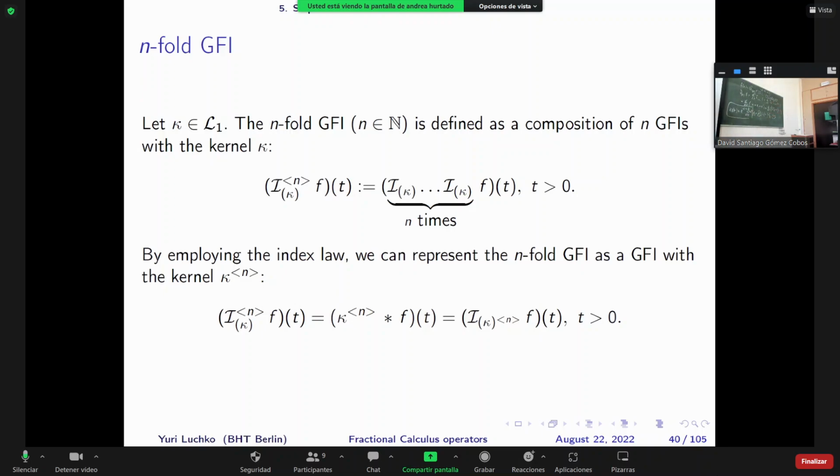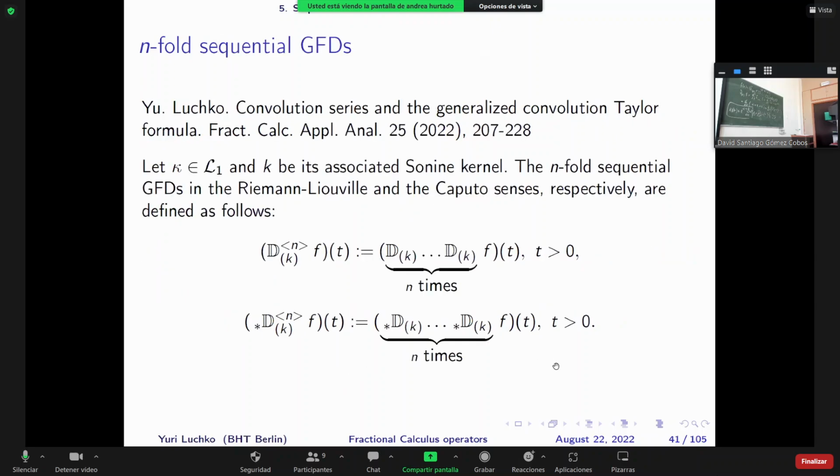But then we introduce the so-called n-fold general fractional derivatives of the Caputo type and of the Riemann-Liouville type. And in this case, we have a composition of integrals and derivatives. Of course, in general, we cannot interchange the order of the derivatives and integrals, and these are practically new objects. For the sake of simplicity, let us restrict ourselves to the case of the kernels from L1, so they satisfy the normal Sonin condition.